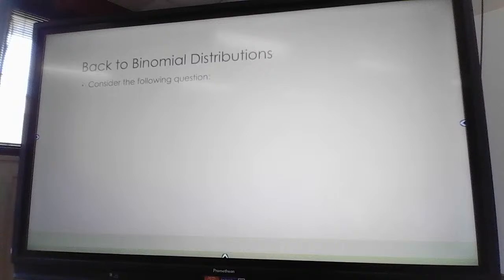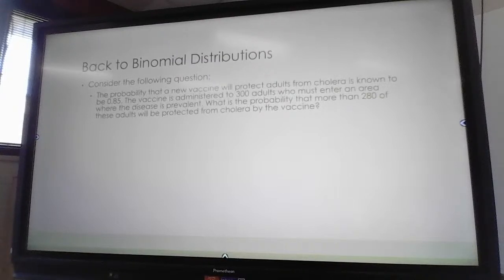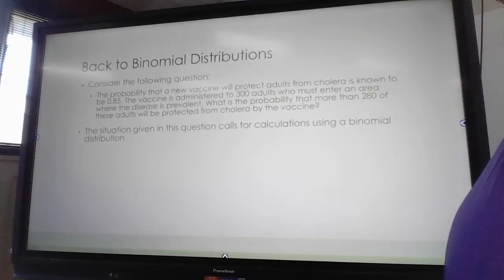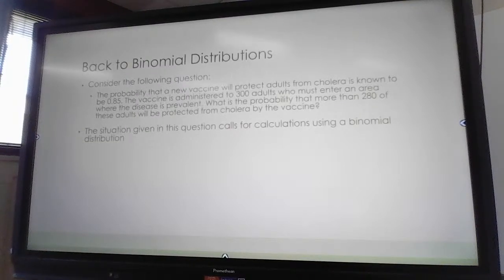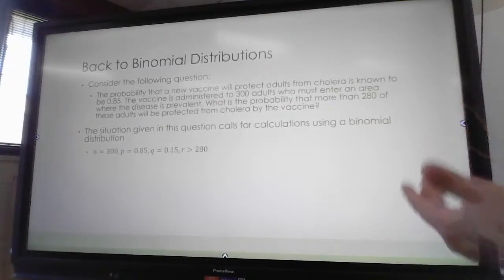All right, so let's consider the following question here. The probability that a new vaccine will protect adults from cholera is known to be 0.85. This vaccine is administered to 300 adults who must enter an area where the disease is prevalent. What is the probability that more than 280 of these adults will be protected from cholera by the vaccine? So what's given in this question calls for a calculation using a binomial distribution. We've done that before, right?